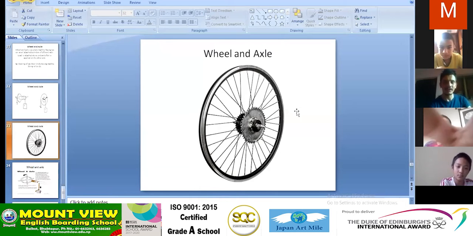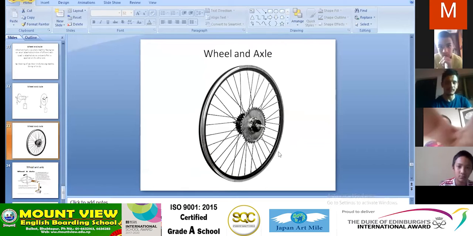When this wheel, called chakka in Nepali, rotates, the axle also rotates. And when it stops, it also stops. Or when this axle revolves, this wheel also moves. That's why they are called a continuous lever.